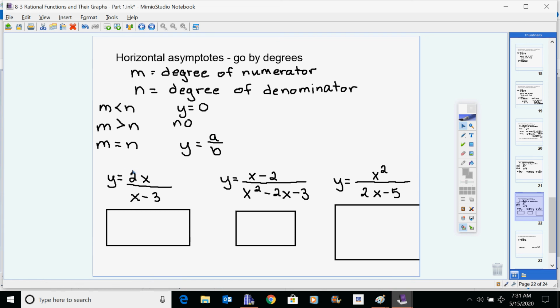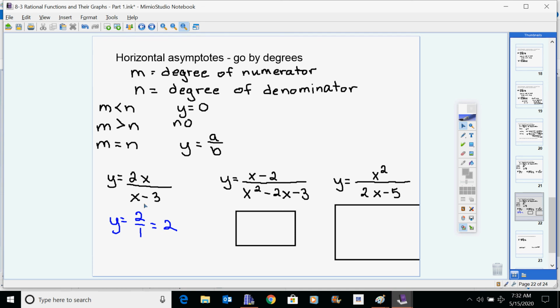Okay, the coefficient of the first term here is 2, and the coefficient here is 1. A is the coefficient of the first term here, B is the coefficient of the first term here, 2 and 1. So your horizontal asymptote is y equals 2. So that's one of the things that can happen.